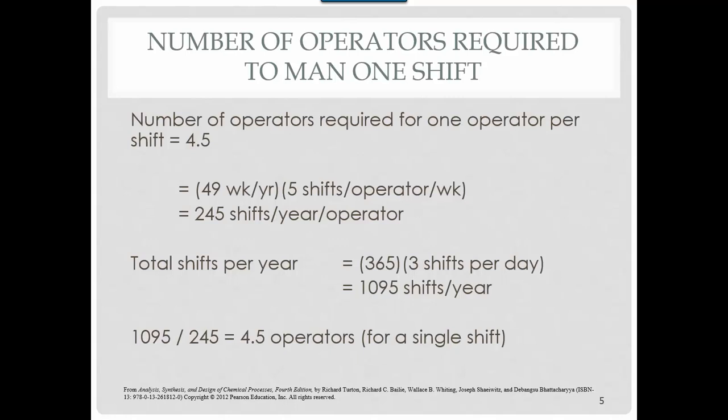Now, that tells us the number of operators or the operating labor that's going to be required, but how many operators are going to be required to man a shift? Okay, so it comes up that the answer is 4.5. Where do they get that?